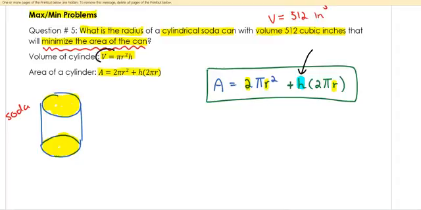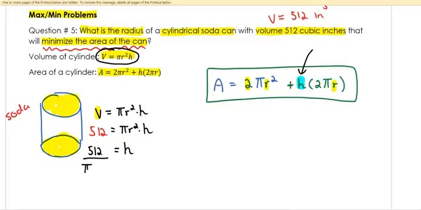Well, I have to use the volume formula. So the volume of a cylinder is pi r squared times h, and in this problem I know that the volume is 512, so 512 equals pi r squared times h. If I isolate for h here, h is going to be equal to 512 divided by pi r squared. Okay, so here's an expression for my variable h. Going back to the original formula, let's substitute our new h value.